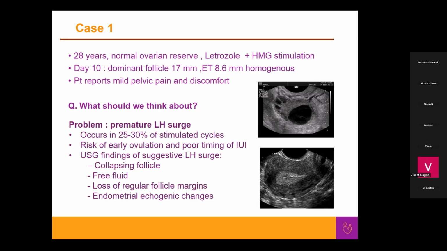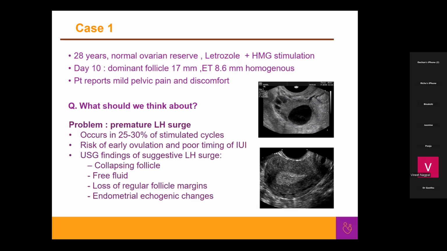Most likely, we are dealing with the problem of premature LH surge. The endometrium is homogeneous and the patient is having mild pelvic pain and discomfort, so there could be a possibility of premature LH surge. This occurs in 25 to 30% of stimulated cycles. There is a risk of early ovulation, and that is how poor timing of IUI happens, so success rates are lesser.